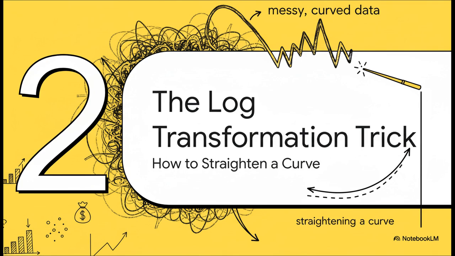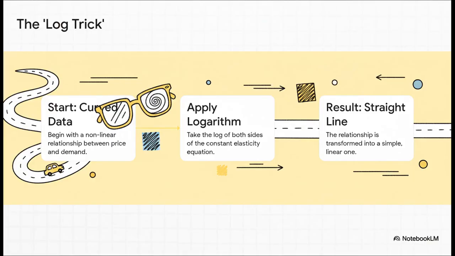Well, this is where we pull out a little bit of statistical magic. It's a technique that lets us, and I mean this quite literally, straighten out that curve. This little trick is called a log transformation. Think of it like putting on a special pair of glasses. By looking at our data through this logarithmic lens, we can transform that complex, winding road of data into a simple, straight path that's way easier to work with.